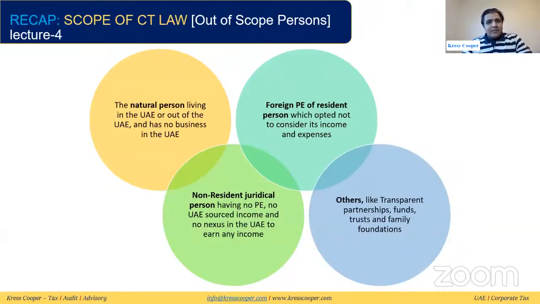Then we discussed the scope of corporate tax law on the out-of-scope persons. In the out-of-scope persons, we discussed natural persons, non-resident juridical persons, the foreign PE of the resident person, as well as transparent partnerships, funds, trusts, and foundations. This word is very important here: transparent. Trust and foundation, we discussed very early. We said transparent trusts and foundations will not be subject to corporate tax. It will be out of the UAE corporate tax.